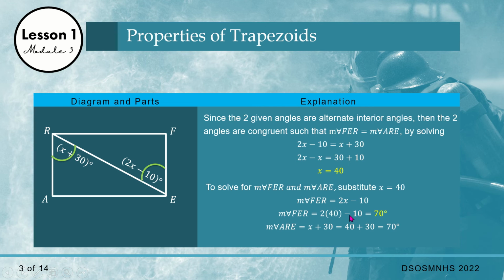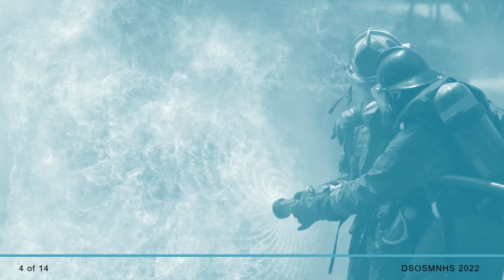So 2 times 40 is 80 minus 10, 70 degrees. So the angle ARE should also be 70. The given expression of angle ARE is x plus 30. So when x is 40, 40 plus 30 is 70 degrees. Therefore, their angles are congruent.